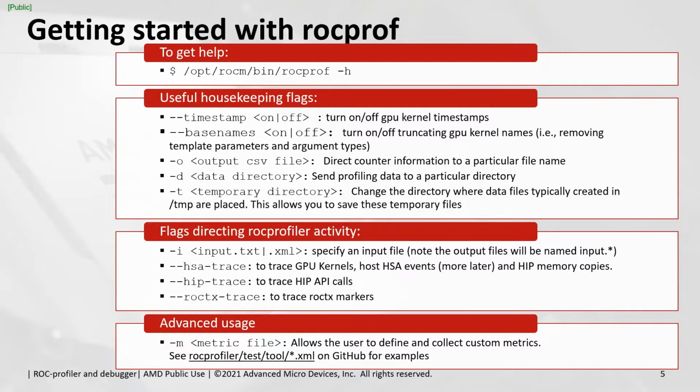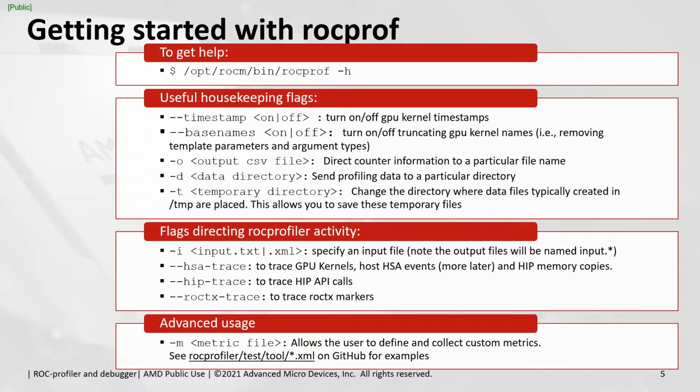A few ways to direct the activity of the ROC profiler is by providing other flags or options. One of the most common ones is saying, hey, I'm really interested in collecting a few counters and I want only specific ones. So I can create an input file and pass that to the ROC profiler. And similarly, if I want to collect different types of traces, there is hip trace to collect all the hip APIs, and roctx trace to collect only the timelines or the traces around the region of interest inside my kernel. So I can use those options as well.